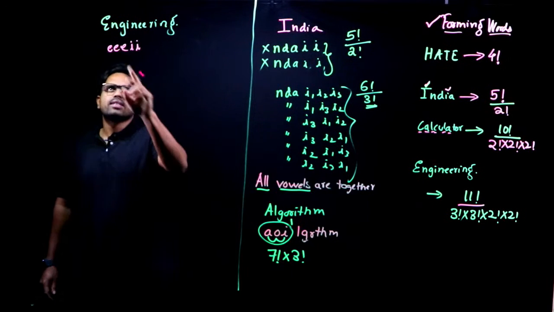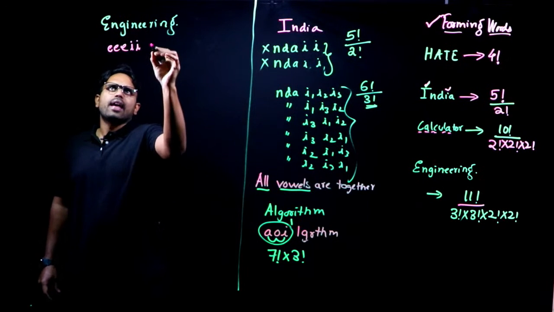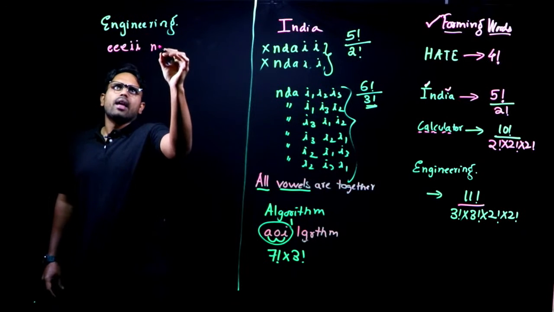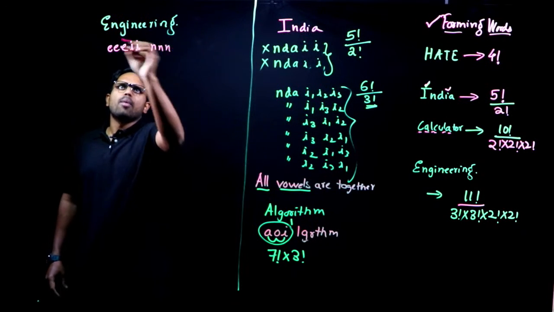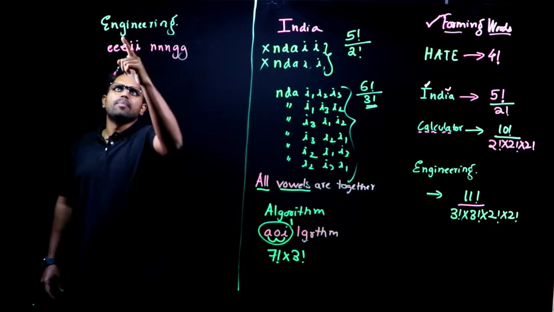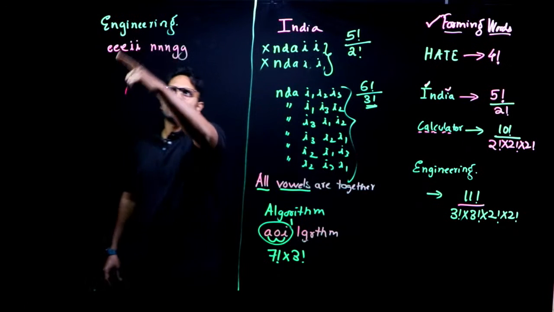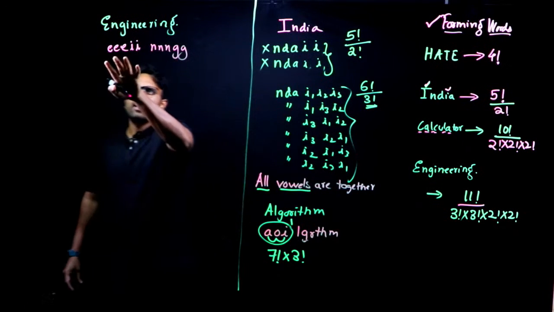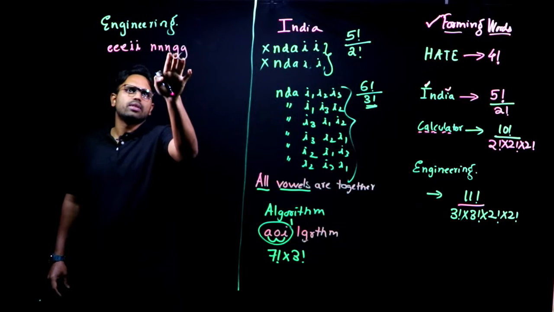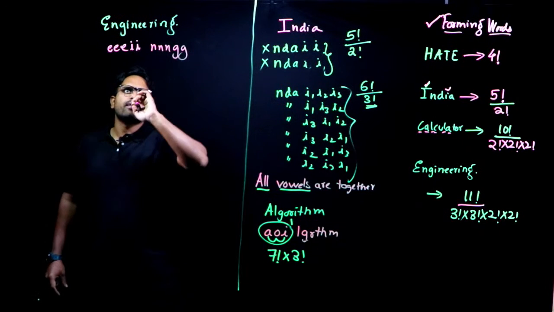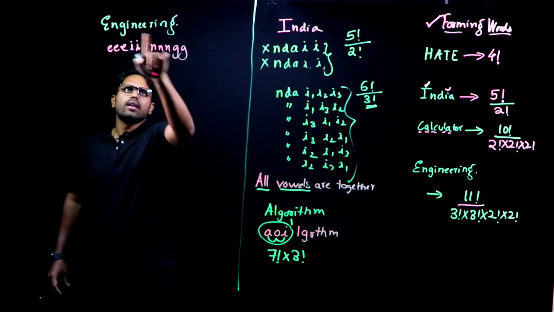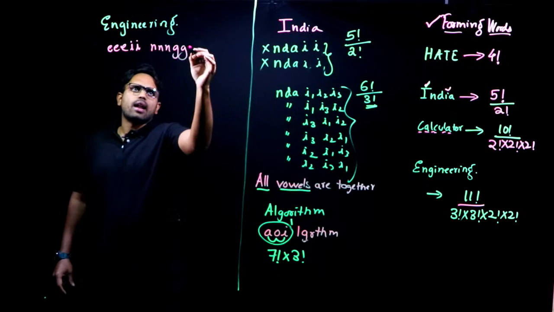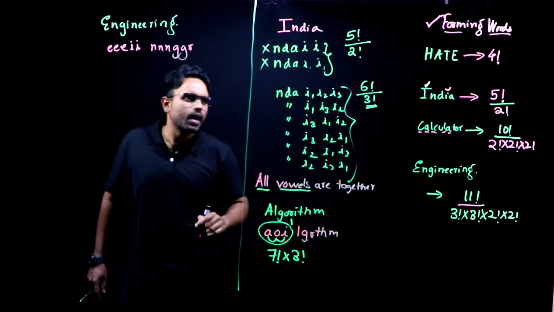Now, what are my consonants here? I have N, N, N. How many G's? G and a G. Anything else that I've left out? No. So totally I have 1, 2, 3, 4, 5, 1, 2, 3, 4, 5. One thing that I've missed out. What is that one thing? R, I have missed out.